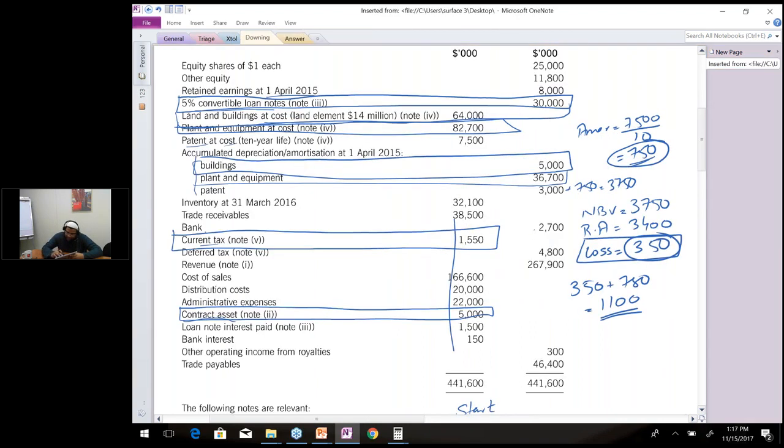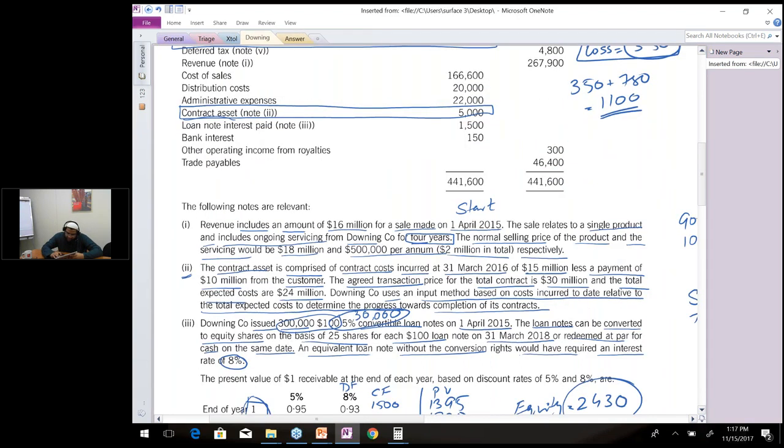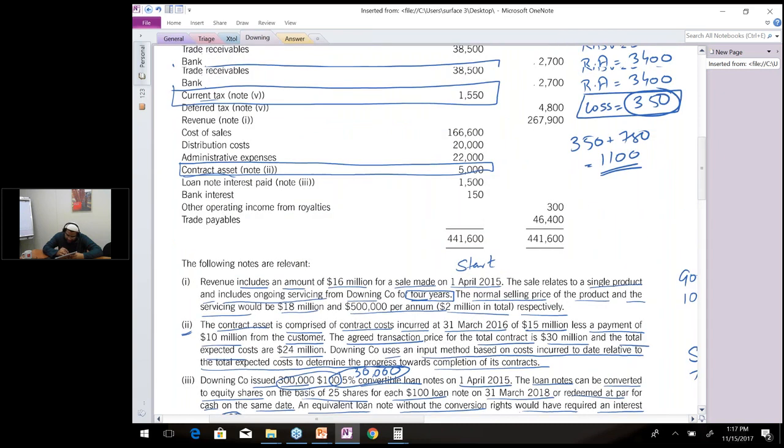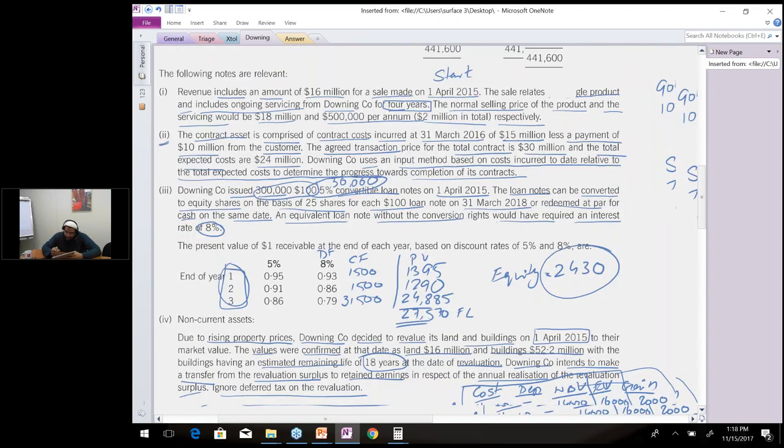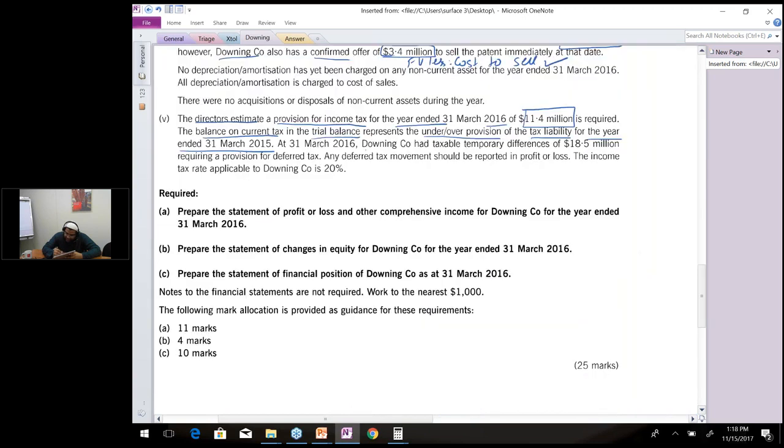And now again back to the question. Let me check the deferred tax brought down as well so that I don't need to come back again. The deferred tax brought down is 4800. So let's see the question. Now the question says that Downing Company had a taxable temporary difference of 18.5 requiring a provision for deferred tax. So the deferred tax liability brought down was 4800, and now we are going to calculate the carried down, and the movement will be taken to P&L.